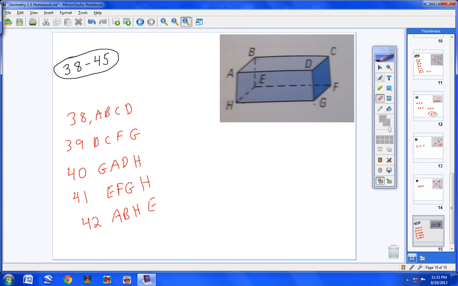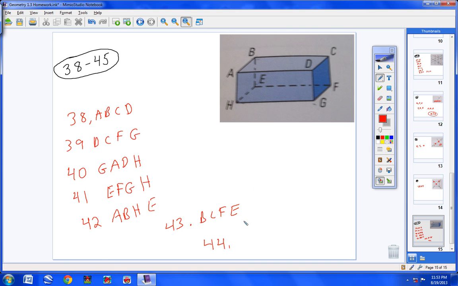All right, number 43, they give us B, C, and F. So here's B, over to C, down to F. So it looks like they're talking about that back side right there, and that would include letter E. So letter E is a point that lies in the same plane that those other points lied in. All right, number 44, A, B, and F.